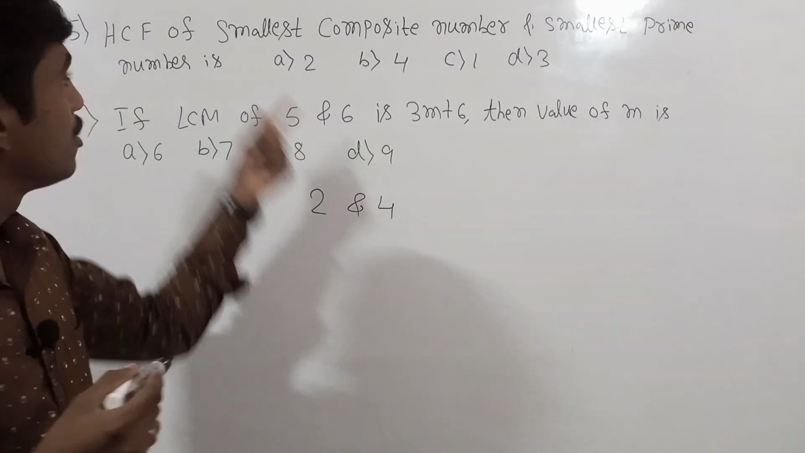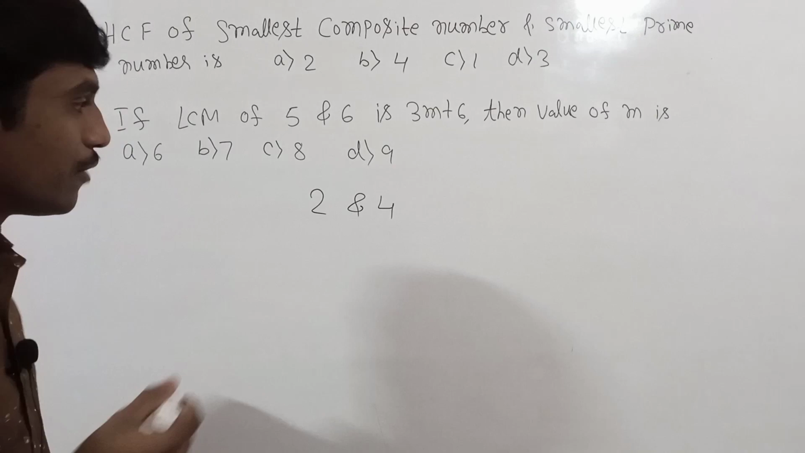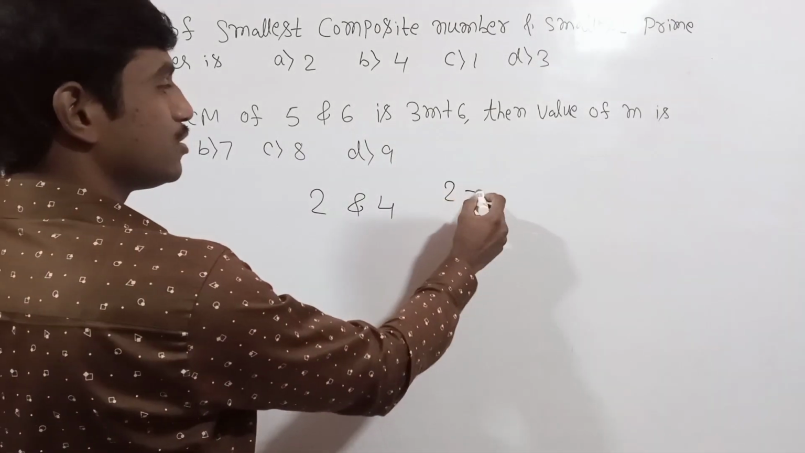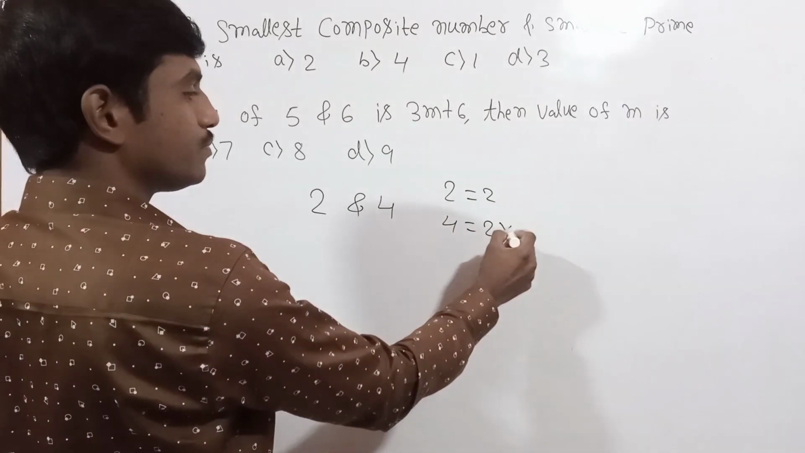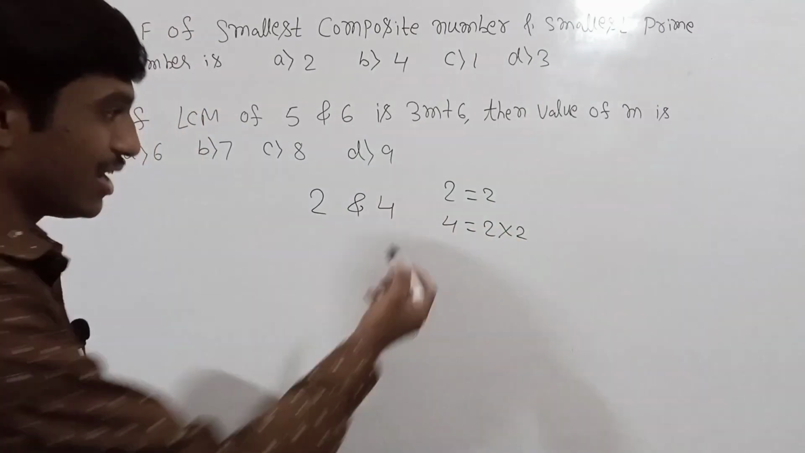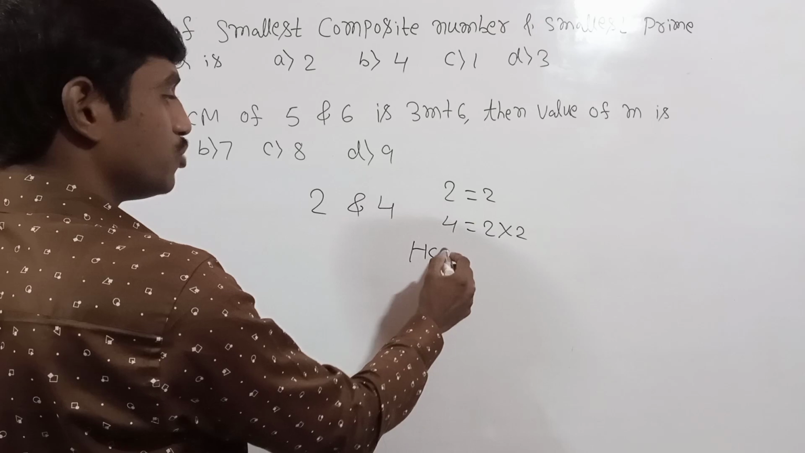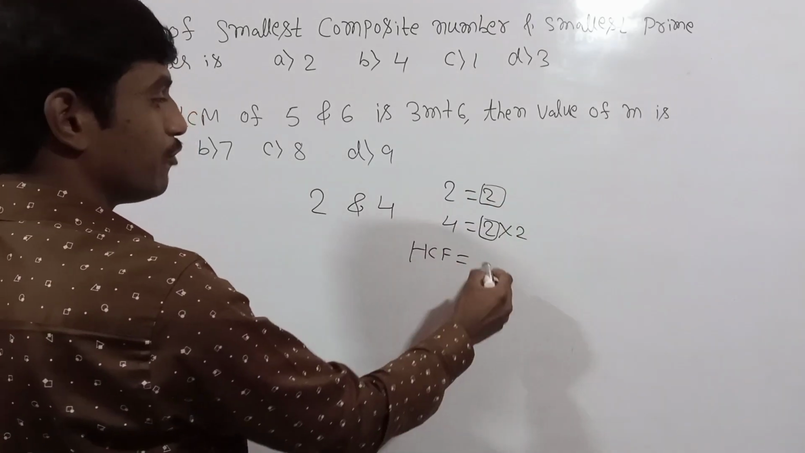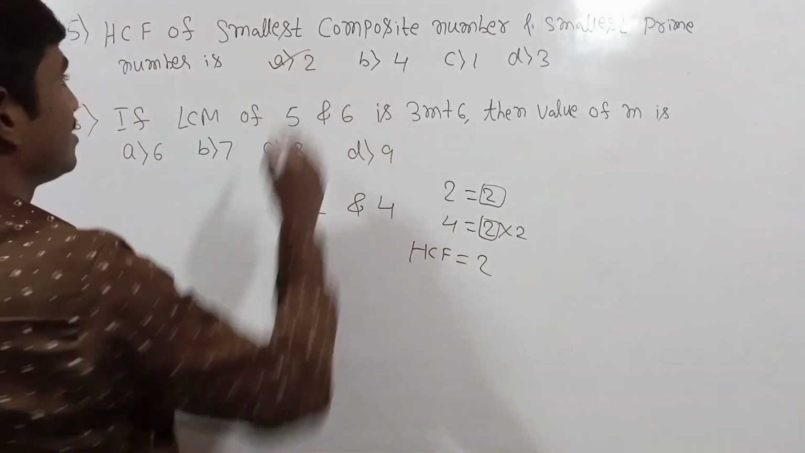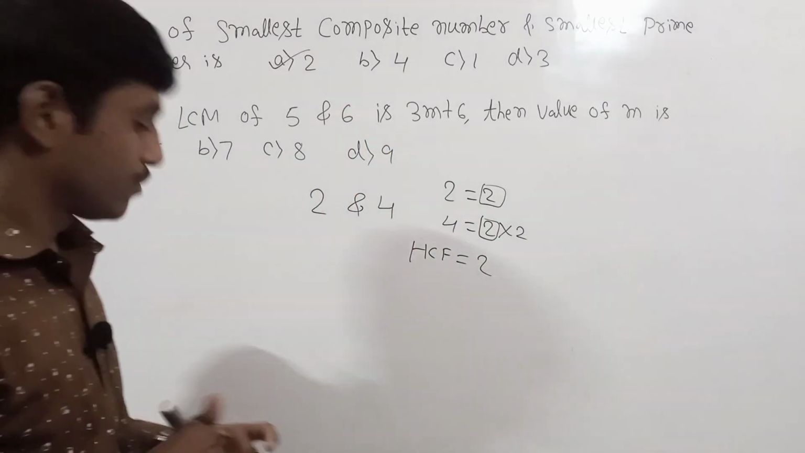So we need to find the HCF of these two numbers. The prime factorization of 2 is 2 only, and for 4 it is 2 into 2. So you can easily say that the HCF of these two numbers is 2. HCF of 2 and 4 is 2. So the answer is option A, which is 2.